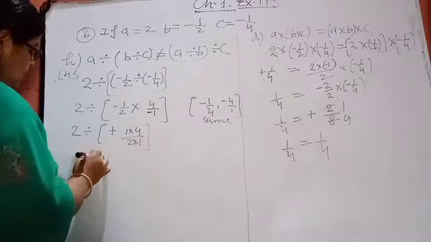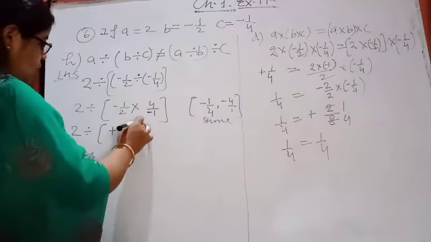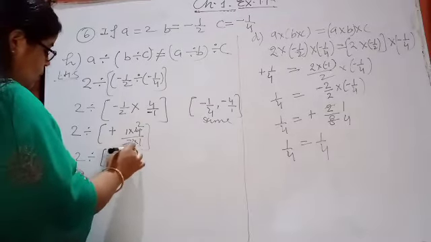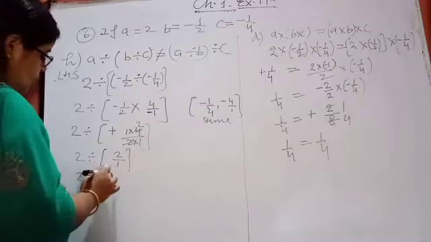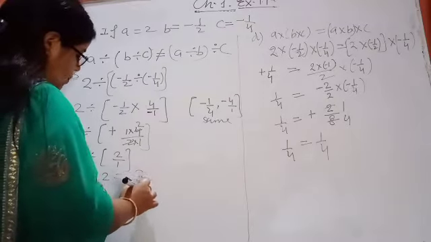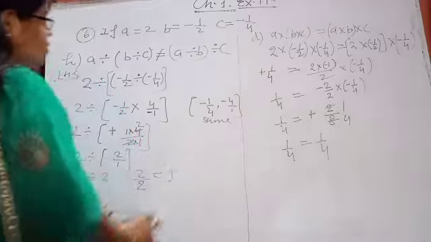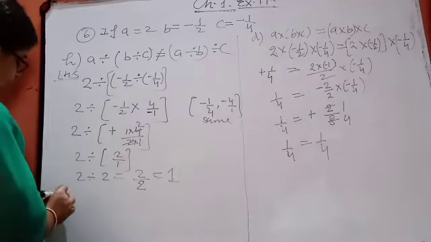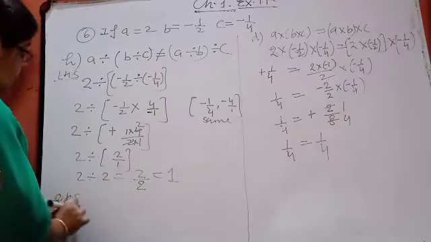So 2 twos are 4. It will be 2 upon 1. 2 upon 1 means 2 divided by 2, so 2 upon 2. What will it be? 1. So on the left hand side we got 1. Now I am proceeding to the right hand side. See, what is on the right hand side?